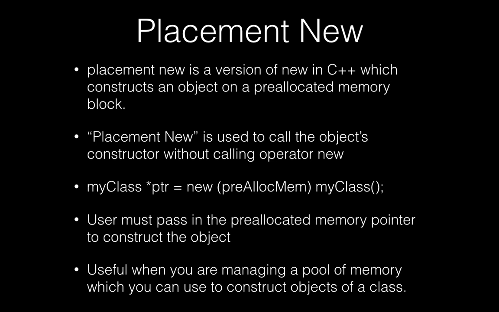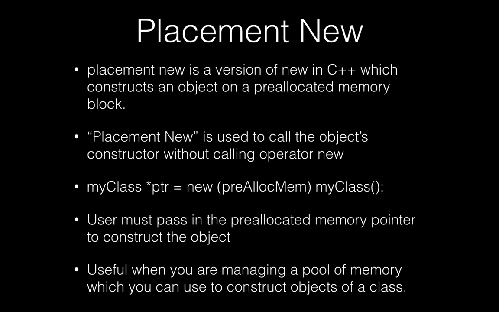To call this, the syntax is something like you have to call new and then pass the pre-allocated memory pointer and then call your class's constructor. So the user must pass the pre-allocated memory pointer to construct the object, and it's very useful when you're managing a pool of memory which you can use to construct the objects of a class.